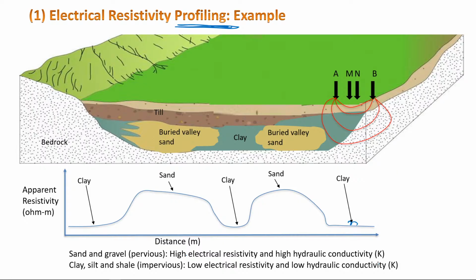Sorry. Yeah, high electrical resistivity. You see the resistivity is very high, high electrical resistivity, and high hydraulic conductivity. Clay, silt, and shale are like impervious material where water does not flow. Low electrical resistivity, you see the electrical resistivity is low, and low hydraulic conductivity. That's the main lesson that I want you to understand from all this.